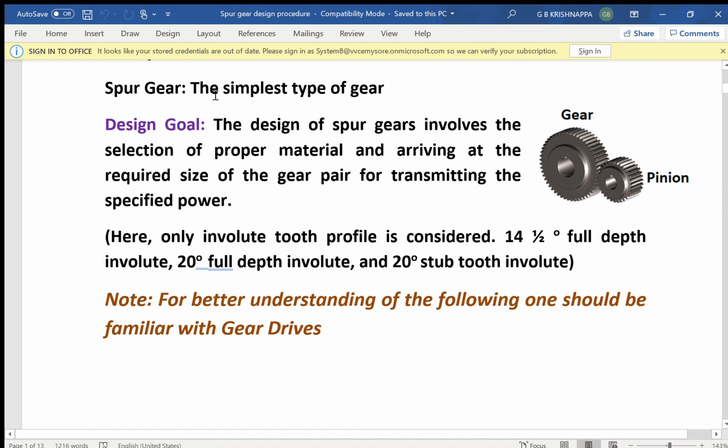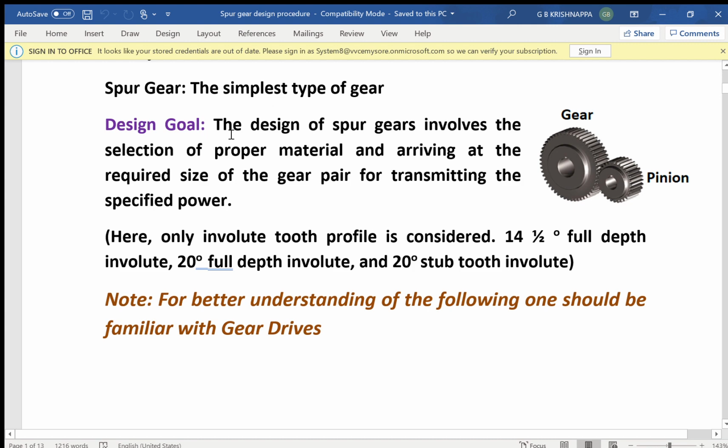Spur gear is the simplest type of gear. It is also called straight cut gear. The teeth are straight and they are parallel to each other and also parallel to the axis.